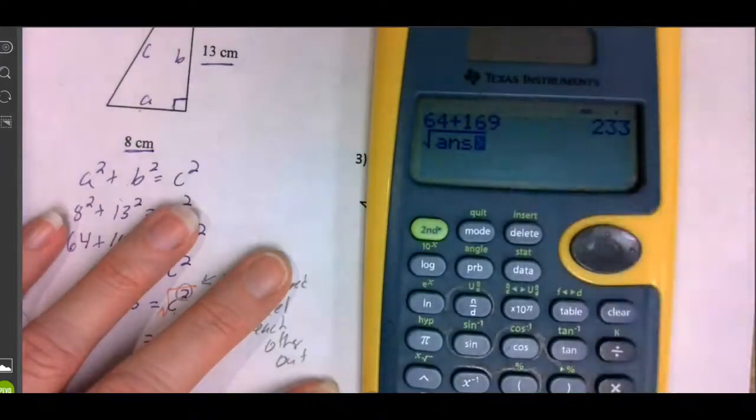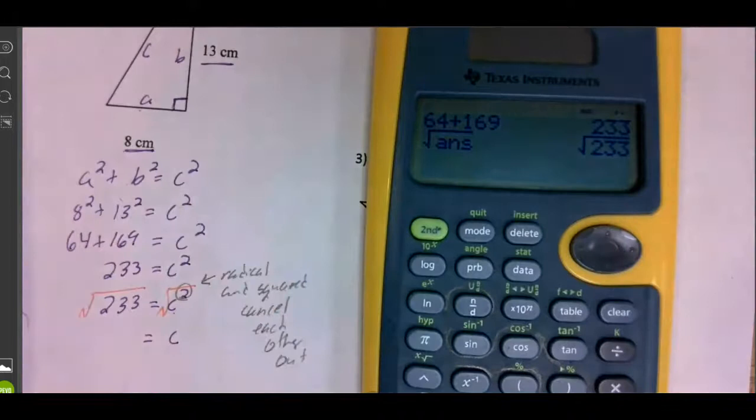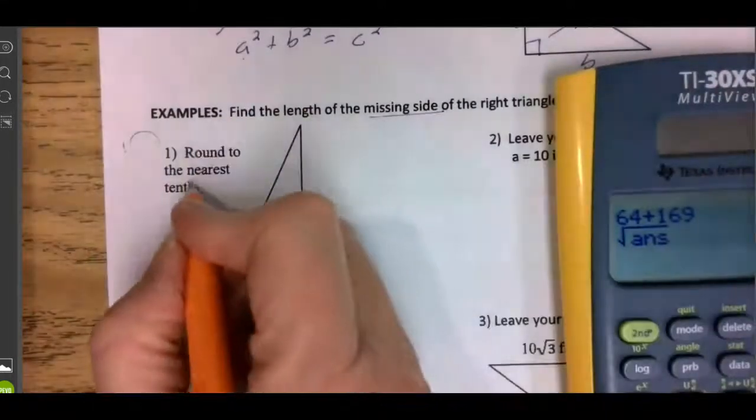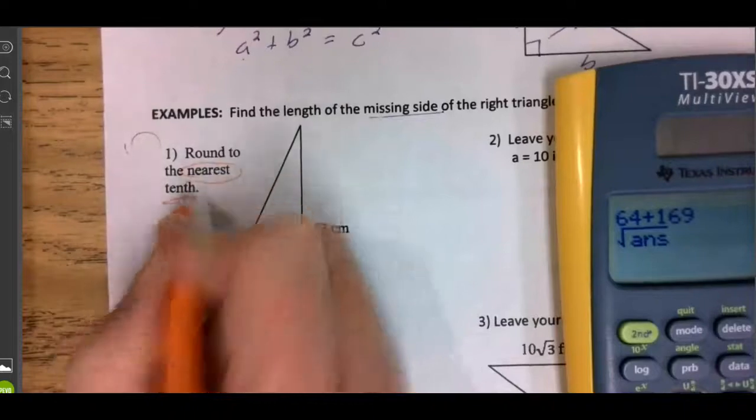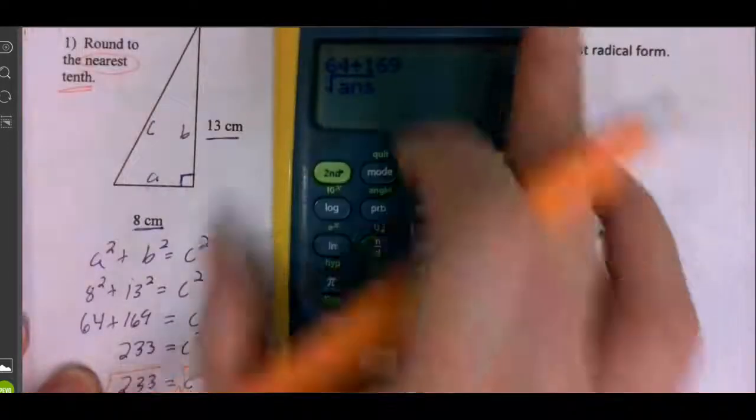So when I hit enter, I get the square root of 33. Now that's not too helpful. We know that we're going to get a decimal because look at the directions. Round to the nearest tenth. So I have to get a decimal.